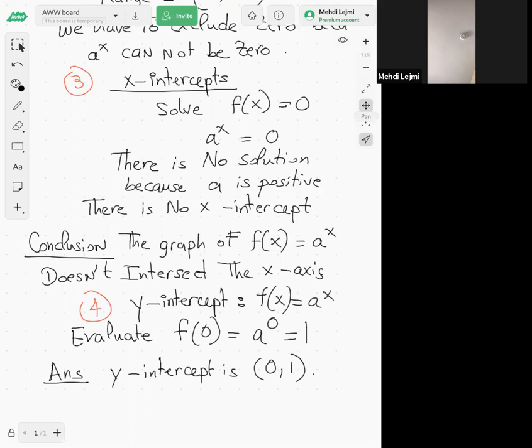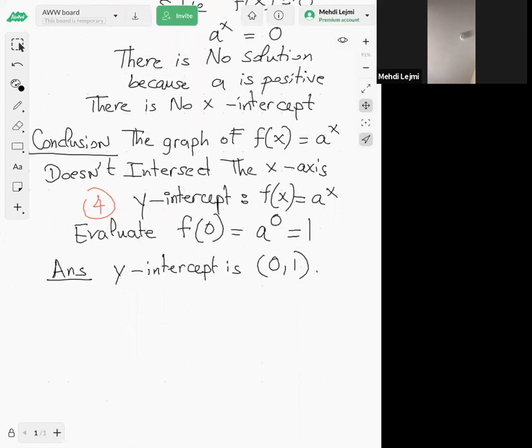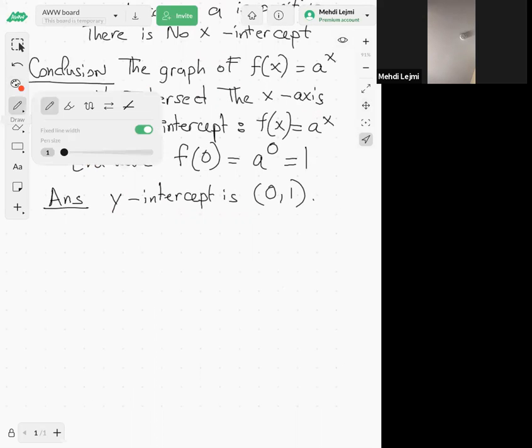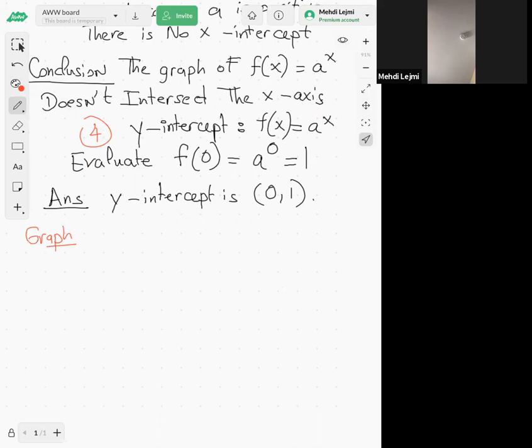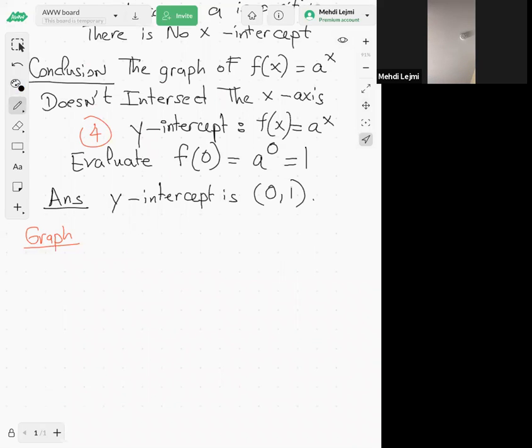The domain is any real number. The output is just positive numbers. There's no x-intercept, and there's a y-intercept at 1, right? So for example, just to give you an idea about the graph of exponential functions. In this section, we are not really interested in graphing exponential functions. What's really important for us is solving equations involving exponential and logarithmic functions. But let me just give you an idea here.